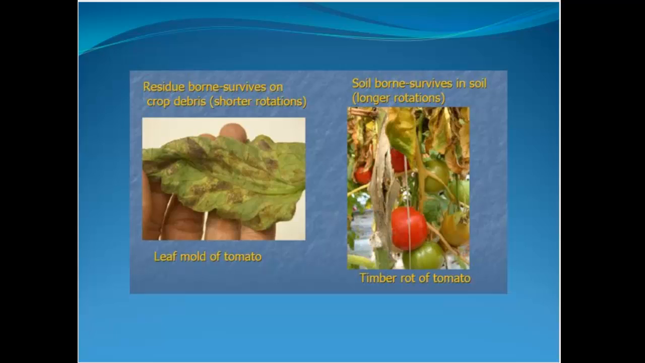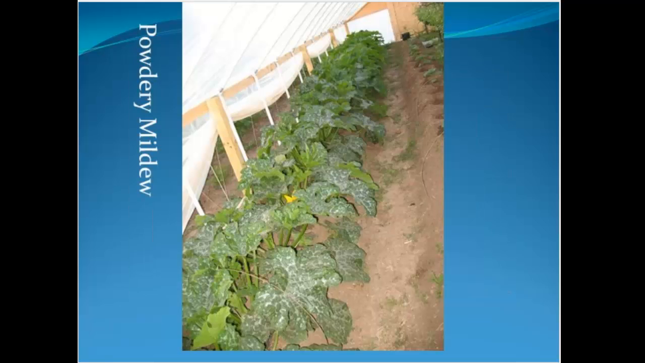Another example is timber rot of tomatoes, which we will commonly see outdoors, but it will impact only a very low percentage of the plant population in our field. In a high tunnel environment, we often see it colonizing and resulting in the death of a much higher percentage of the plants, and having a much greater impact on our yield and profitability.